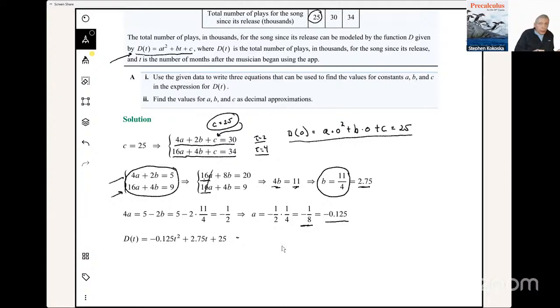And then just to sort of complete this for my own benefit, I wrote this expression for D down at the bottom. There it is. There's that second degree polynomial. I'm ready to go. I think I've done everything I can here for part A.